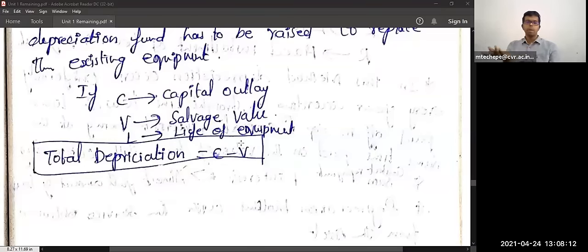So the equipment cost might decrease by 20,000 after 1 year. Now you have to raise the depreciation cost. With that salvage value, you have to raise the depreciation cost, say 30%, so that you can go for the frequent replacement.